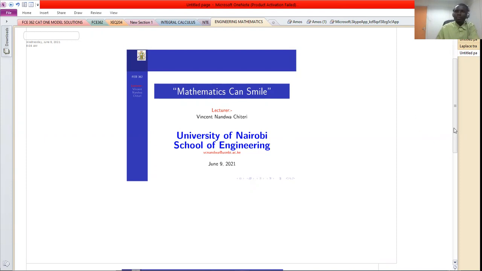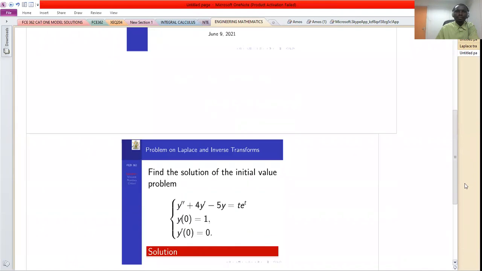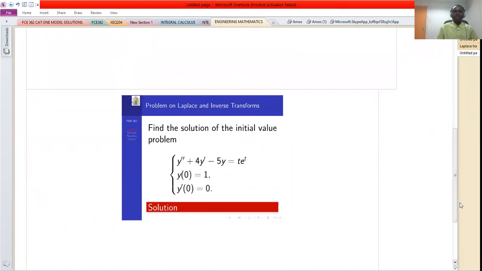So here is the problem. We are to find the solution of the initial value problem of the differential equation y double prime plus 4y prime minus 5y equals t e raised power t, with initial conditions y at 0 is 1 and y prime at 0 is 0. This problem requires that you understand how to rewrite derivatives of functions in terms of Laplace transforms. So that's the first thing that you're going to do.